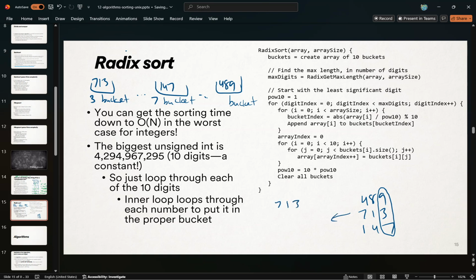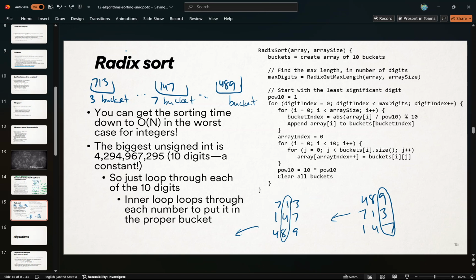713, 147, and 489. So now they're sorted on that digit. Does that make sense? Because the buckets, of course, have an order. Just keep that in mind. And then the algorithm goes through the numbers again, but on the next digit. It puts them into the right buckets and reads them out. So this one's going to go into the 1 bucket. Does that make sense? This one's going to go into the 4 bucket. This one's going to go into the 8 bucket. And they're going to be read back out in order of the buckets they were placed in.